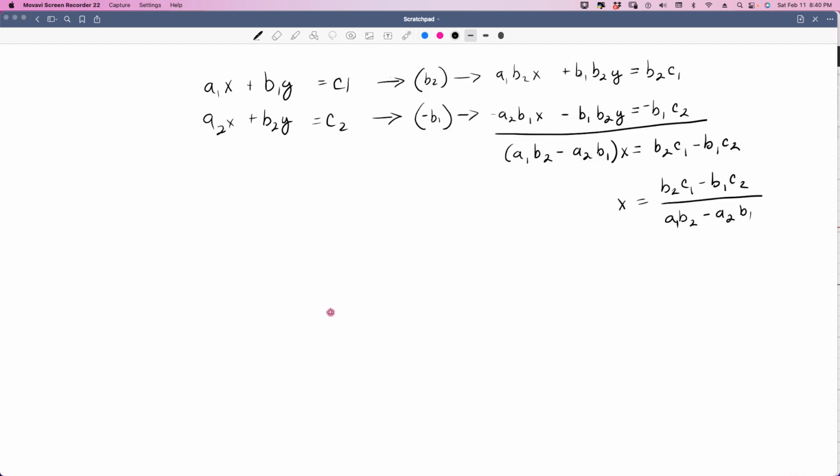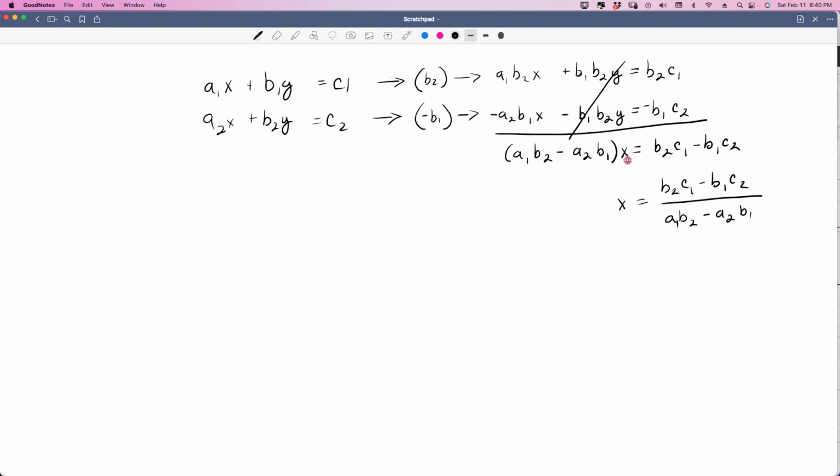All right, so we developed a formula for x using a1x plus b1y is equal to c1 and a2x plus b2y is equal to c2. Now, what we did was we multiplied the top equation by positive b2 and the bottom equation by negative b1. And that gave us two opposite terms, b1, b2y and negative b1, b2y. So we were able to cancel those out entirely. And then that left us with a1, b2x minus a2, b1x.